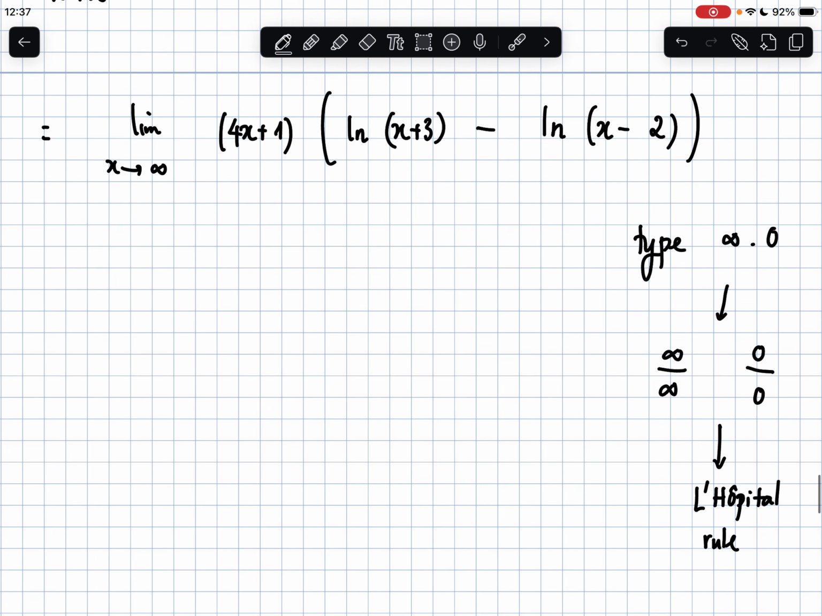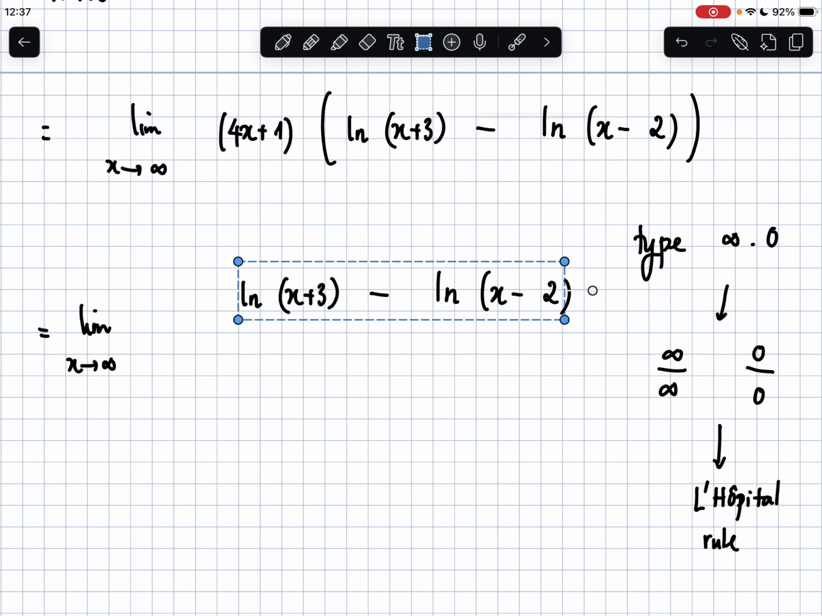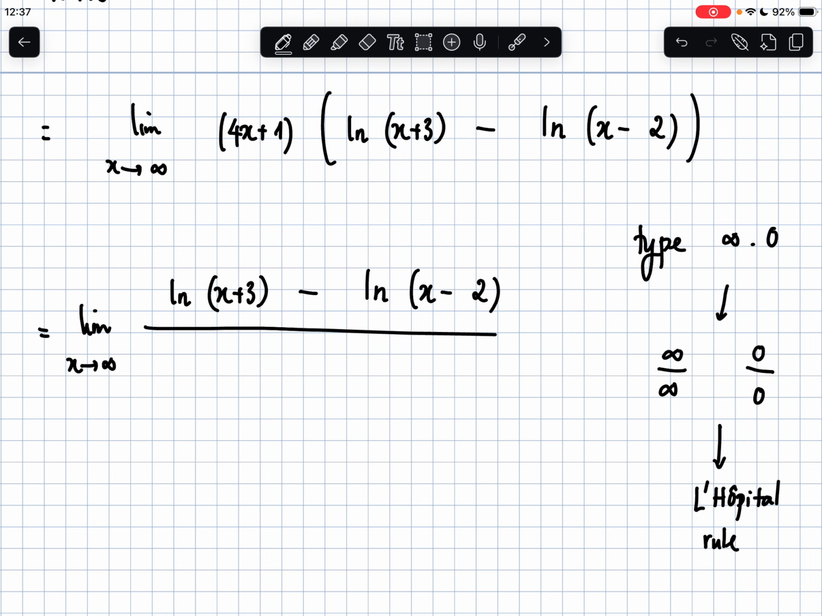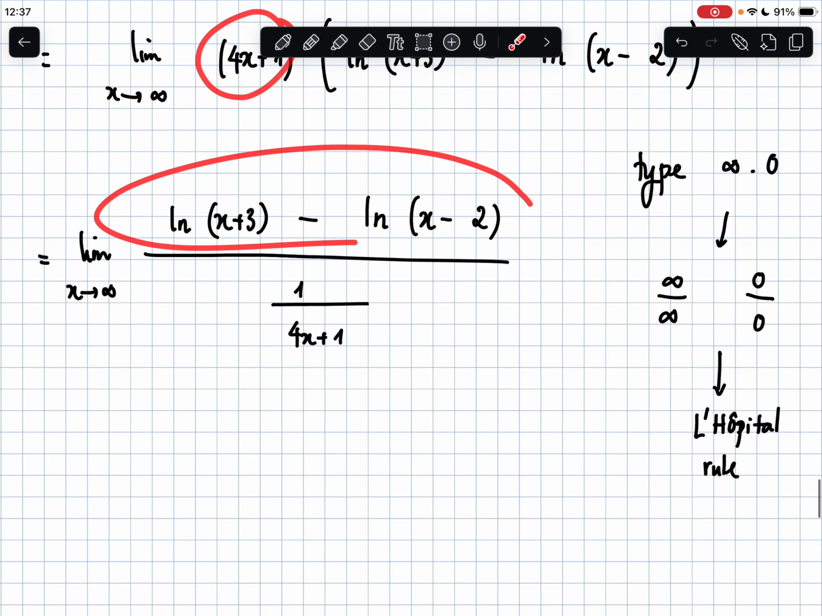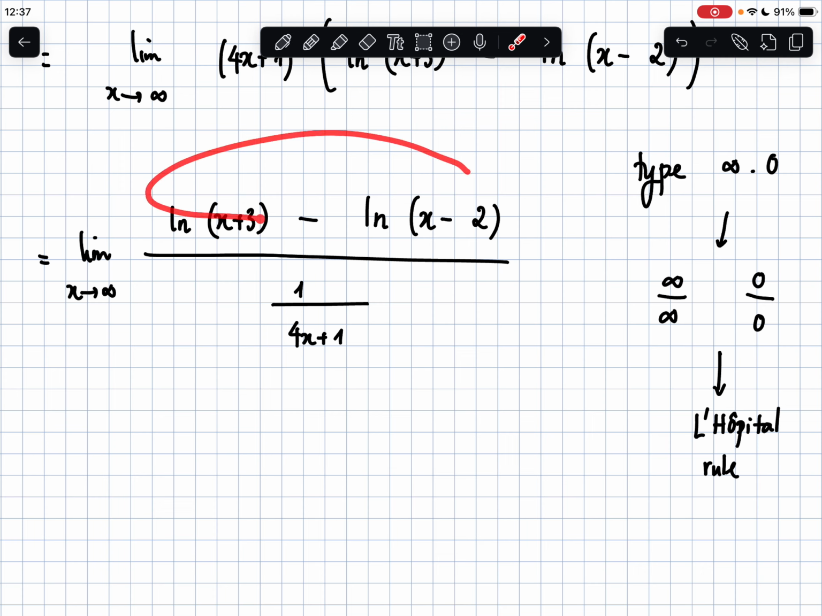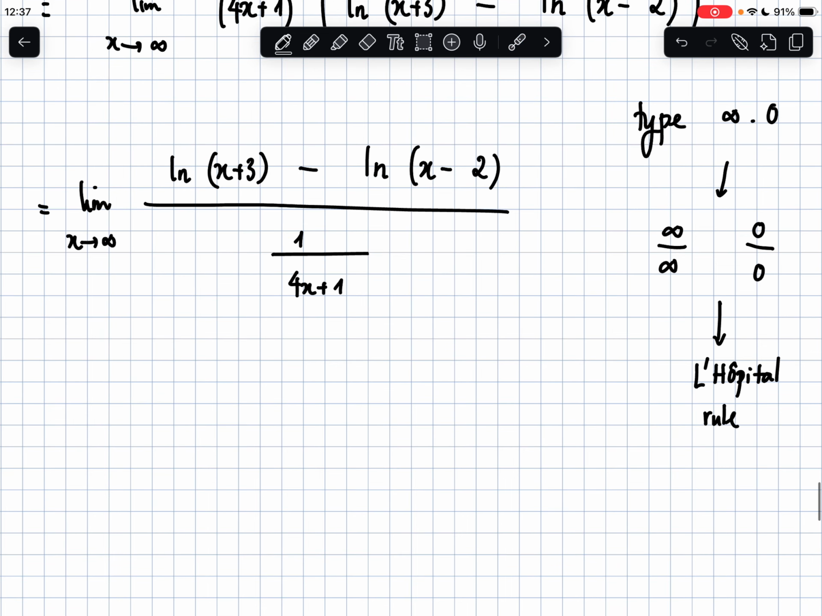So here's how I do it. Limit as x goes to infinity of this term, the natural log of this, I put it up there. 4x plus 1, we can rewrite it as 1 over 4x plus 1 in the denominator. And when we divide by 1 over 4x plus 1, we get 4x plus 1 times this. Now this one is a form 0 over 0, which is good for us to use L'Hopital's rule.